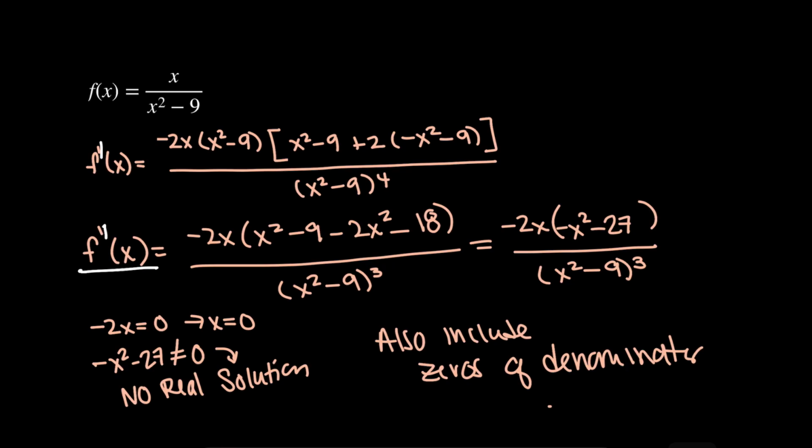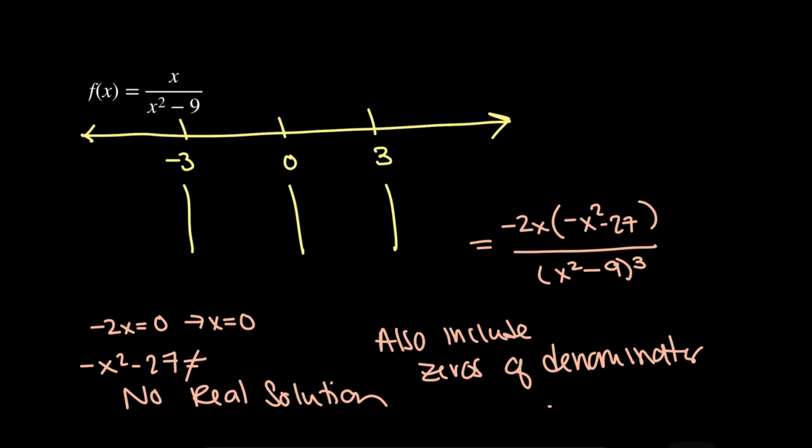Now when we analyze the sign of the second derivative, we also need to include zeros of the denominator, for the same reason we included them when we analyzed the first derivative. Zeros of the denominator are places where that derivative is undefined. There are also places where we have vertical asymptotes, so the graph could change concavity at those locations. So when I make my table, I need to include x equals 0. That's a place where my second derivative equals 0, and x equals negative 3 and 3. Those are places where my second derivative is undefined. Those are also numbers that are not in the domain of my function.